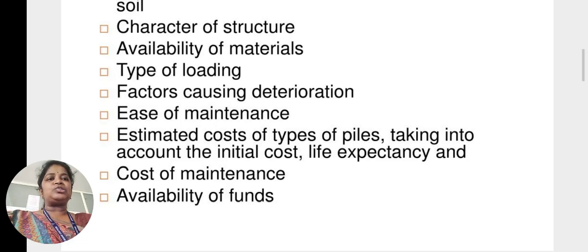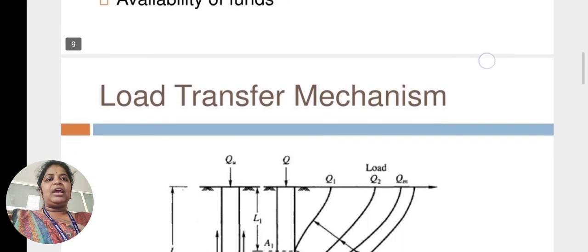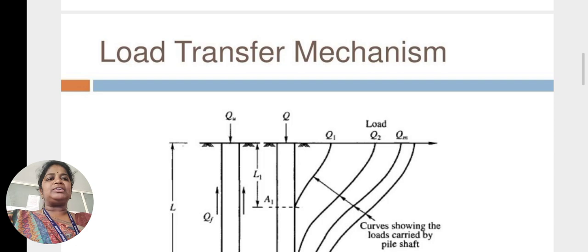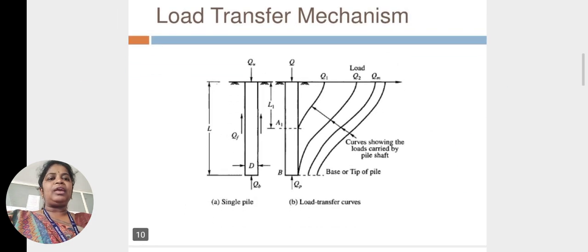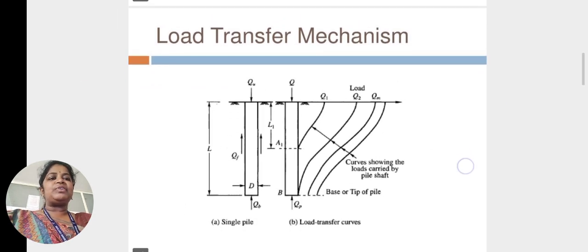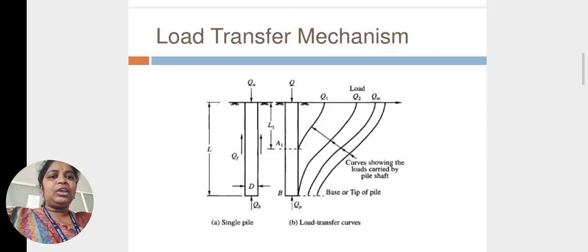All these factors are to be considered while selecting the piles. And coming to the load transfer mechanism, single pile load transfer mechanism and load transfer curves are shown here. When the load QU is applied, some amount QF and QB, so end bearing and friction, both loads, and at the same time total length of pile is considered as L and the diameter is taken as D.